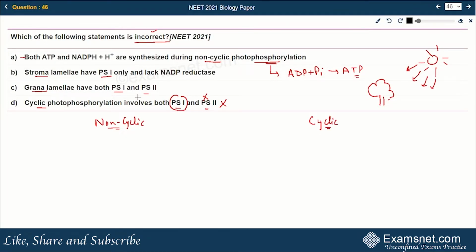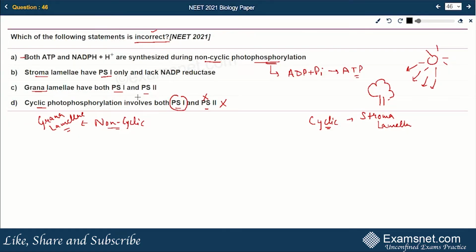So the first difference is the location, that non-cyclic photophosphorylation takes place in the thylakoid membrane or grana lamellae of the chloroplast. Whereas cyclic photophosphorylation takes place in the stroma lamellae of the chloroplast. Right.